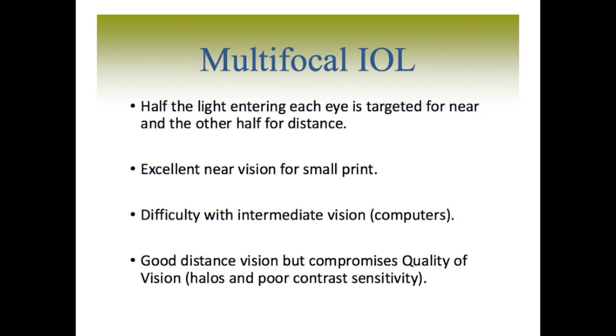You set it for distance or you set it for near. But with the multifocal intraocular lens, half the light in the same eye is going to distance and half is going to near. So each eye is seeing far and near. You get excellent near vision for small print with this approach. There is some difficulty, however, seeing at an intermediate range, such as with computers, because the near vision is set so you have to hold the material a little bit close, and you find yourself sometimes uncomfortably needing to come close to the computer. The other downside of the multifocal intraocular lens is that there is good distance vision, but it compromises the quality of vision, such as severe halos and poor contrast sensitivity.